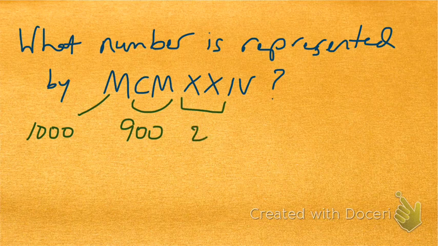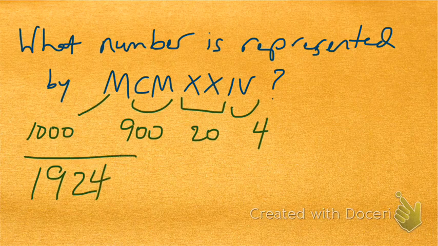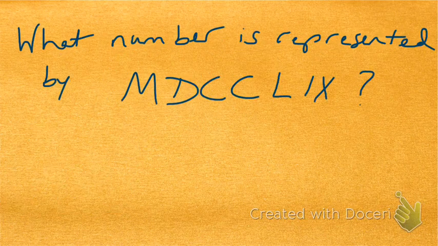2 X's, so we've got 20. In the previous example, we had VI, and when we did, that represented 6. Not this time. Now we've got IV. IV means we're taking 1 away from 5, which is 4. When we put this all together, we've got 1,924.